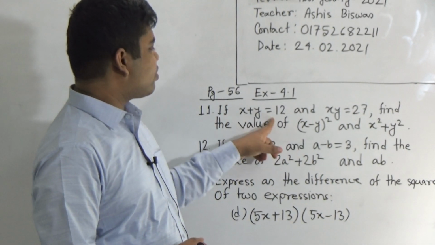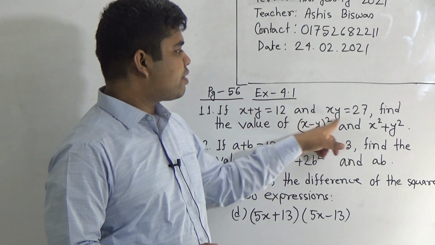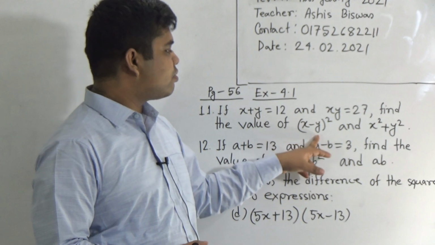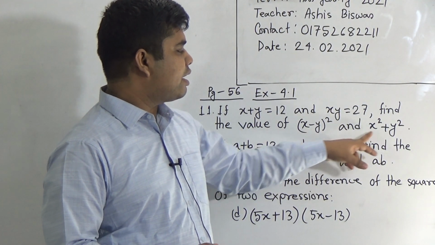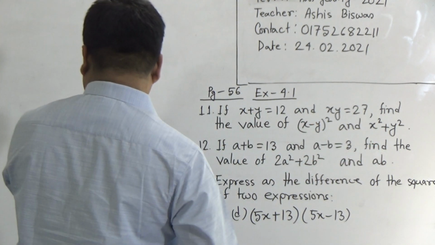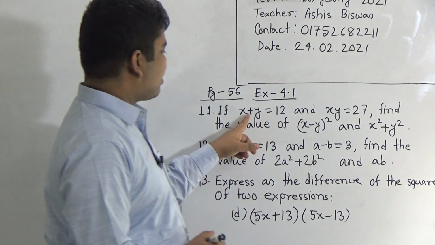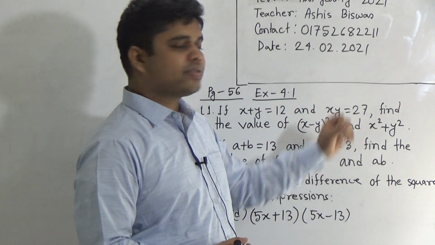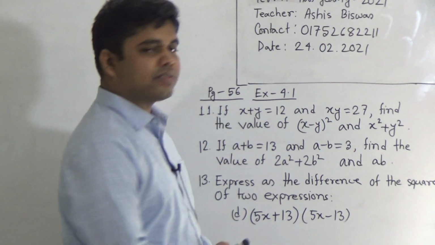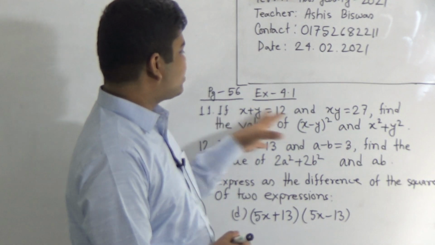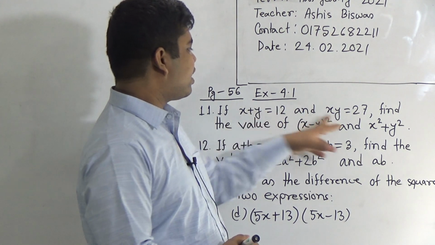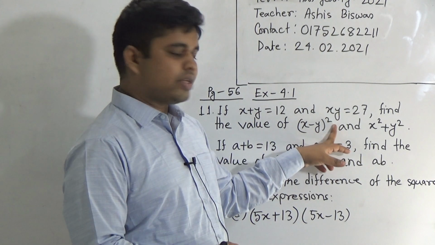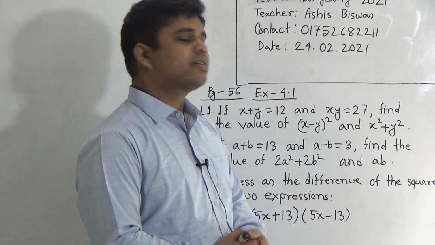If x plus y equal to 12 and xy equal to 27, find the value of x minus y whole square and x square plus y square. I repeat, x plus y equal to 12 and xy equal to 27. These two expressions are given, and by using the value of x plus y and xy, we find the value of x minus y whole square and x square plus y square.